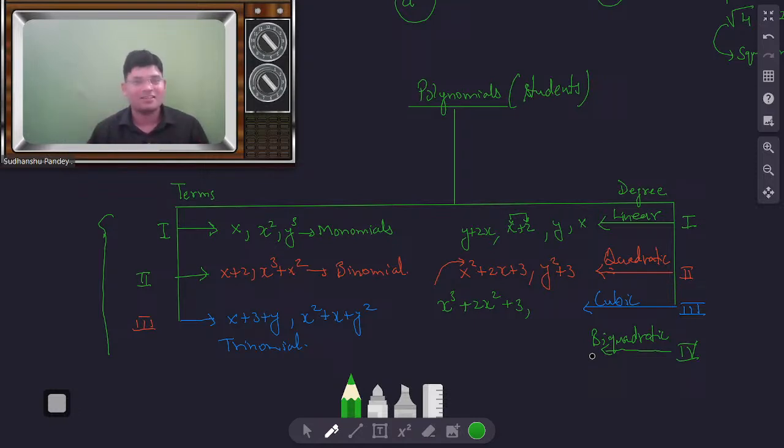Okay. So this is a 9th grade topic, but I am teaching you in 8th grade only, because these are the basics of expressions. Once you understand what is an expression, what is a polynomial, what is the number of terms, what is a coefficient, what is a constant, what is the value, what is a degree, and if there is degree 1, we say it as linear. If the degree is 2, we name it as quadratic. If the degree is 3, we name it as cubic. And if the degree is 4, we name it as biquadratic.